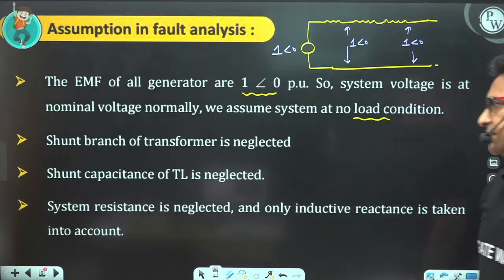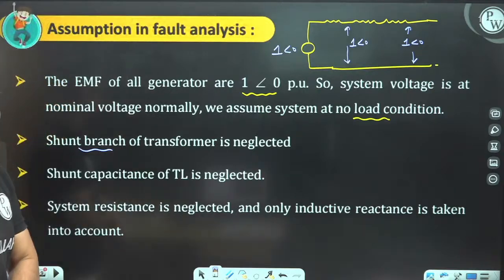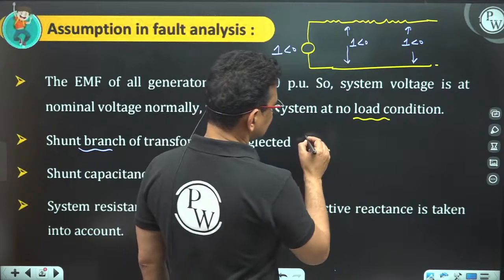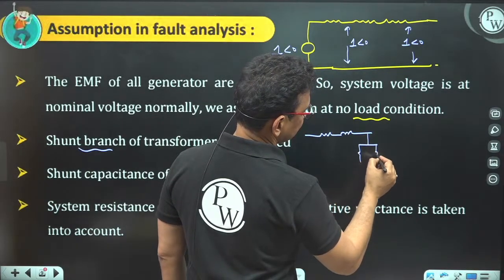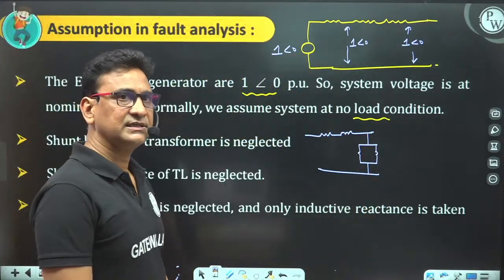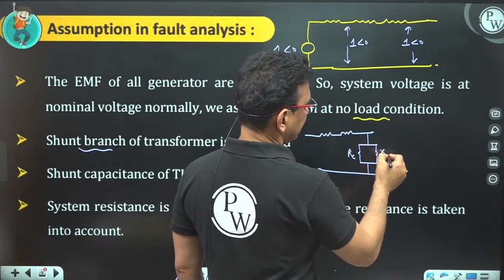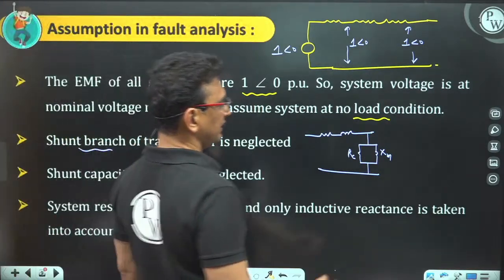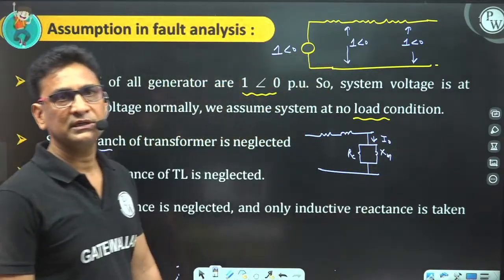The second assumption is that we generally neglect the shunt branch of the transformer. Whenever we draw the equivalent circuit of the transformer, it is like this. It has the series branch and it also has the shunt branch. The shunt branch has two elements: one is RC and the second is XM, the core loss resistance and the magnetizing reactance. And the current flowing in the shunt branch is nothing but I naught, the no load current.